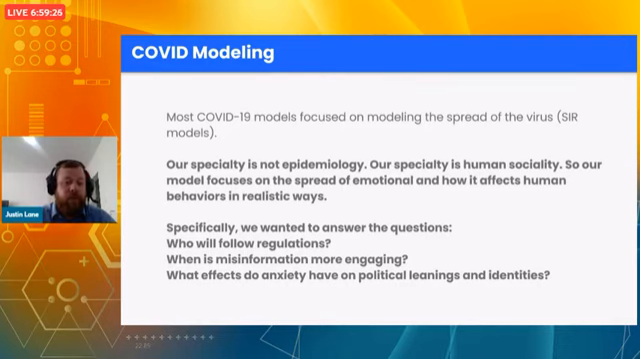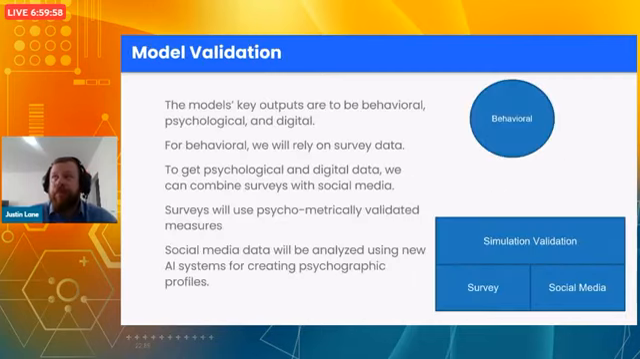And we really wanted to get at these three questions for the stakeholders: who's going to follow regulations that are output from the stakeholders? When is misinformation more engaging, to see if we can mimic those patterns to get an edge on the information overload that is social media today? And what effects does anxiety have on the political leanings and identities of different individuals, and how might that subsequently affect misinformation and the motivation to follow regulations?